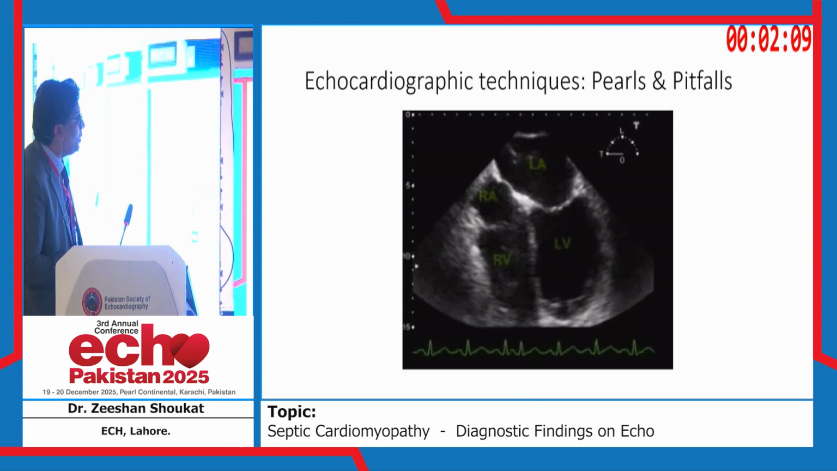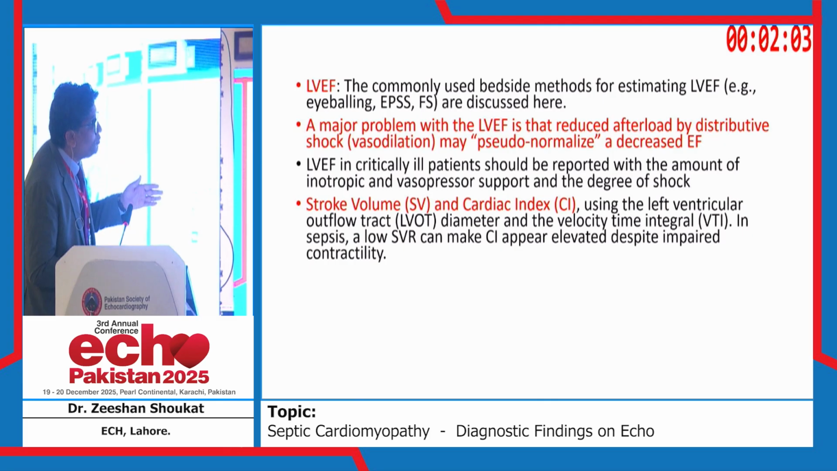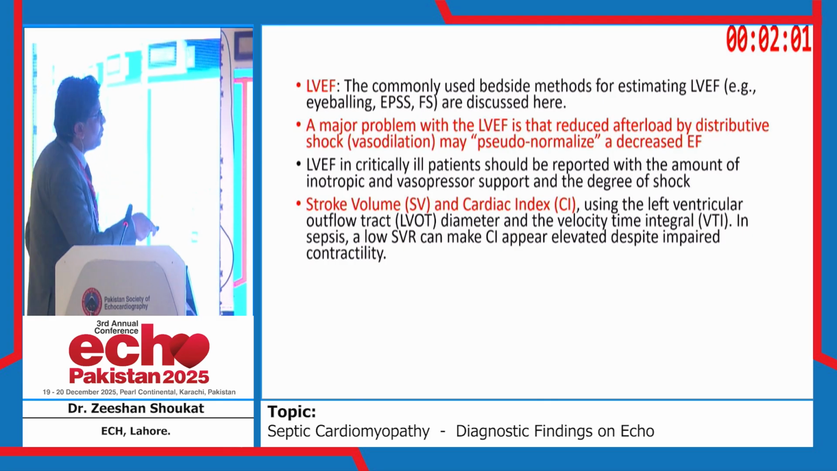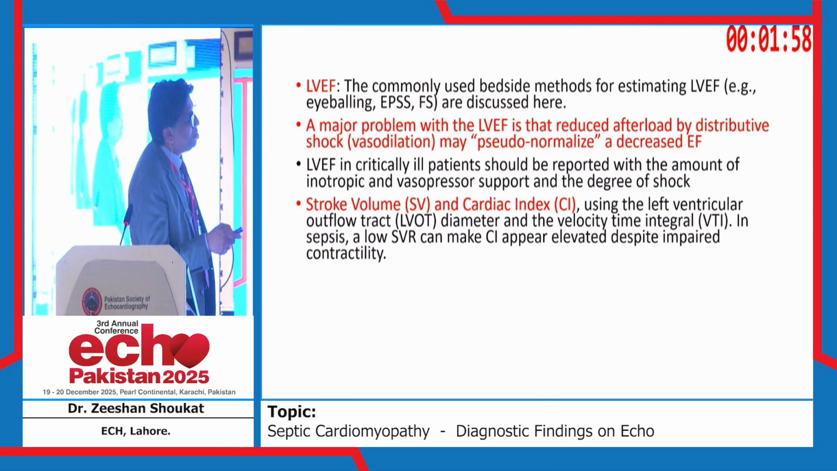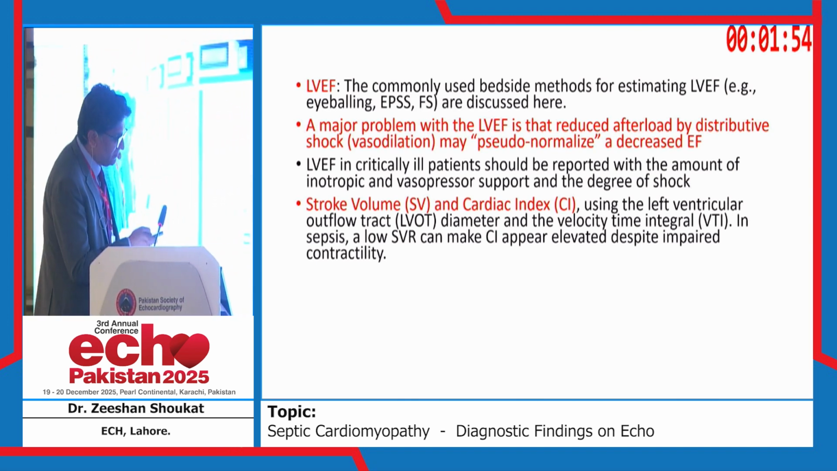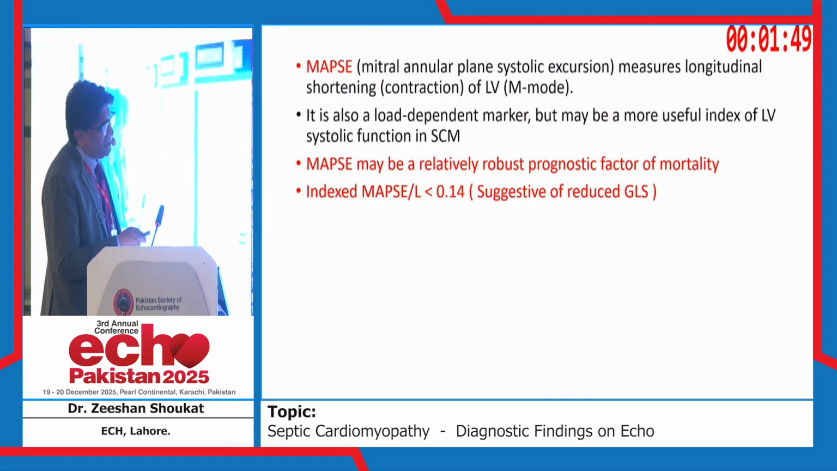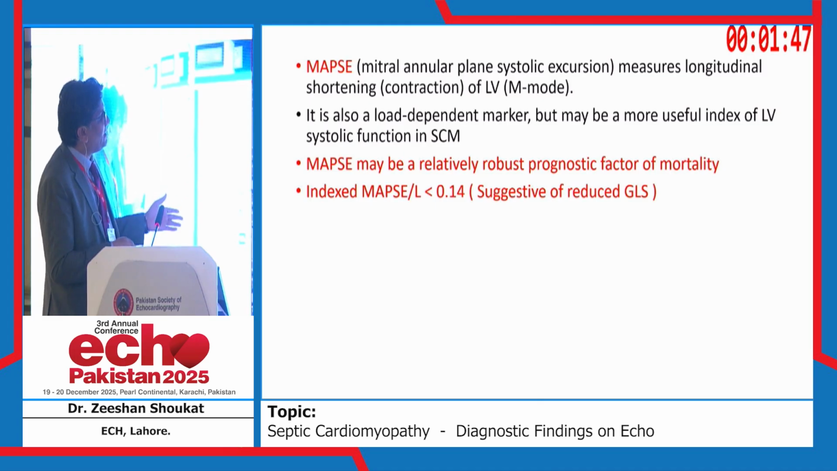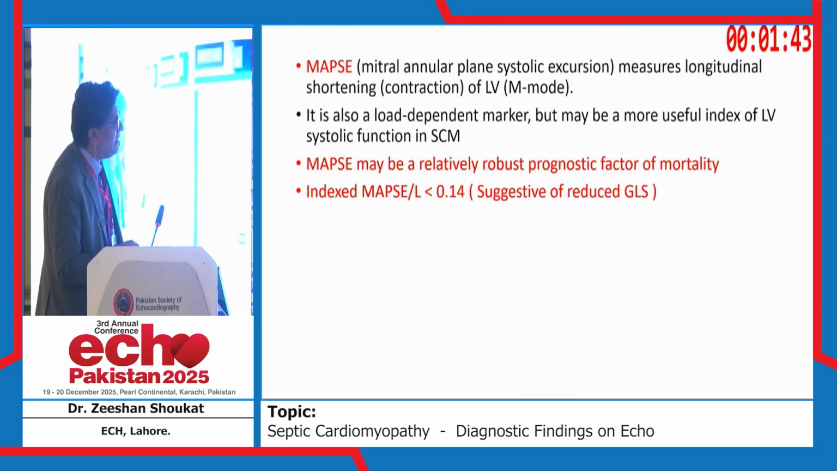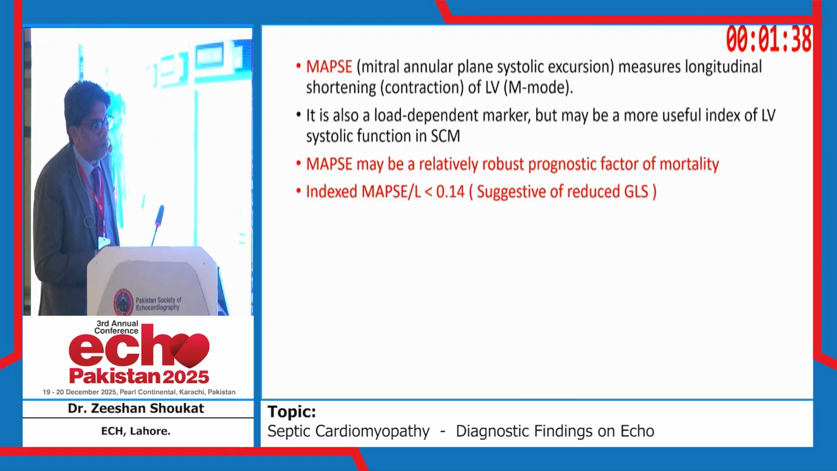So next, more importantly, the pitfalls. I just want to mention that the major problem with LV ejection fraction is that reduced afterload from distributive shock and vasodilation causes a pseudo-normalization of a decreased ejection fraction. So you have to move beyond ejection fraction, M-mode and Simpson methods. MAPSE, again, you may not get the proper view, but MAPSE is a relatively robust prognostic factor for mortality.